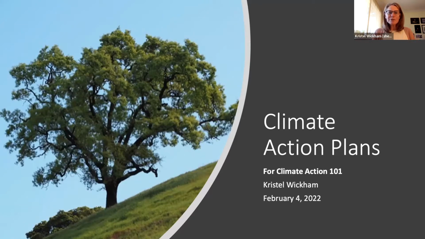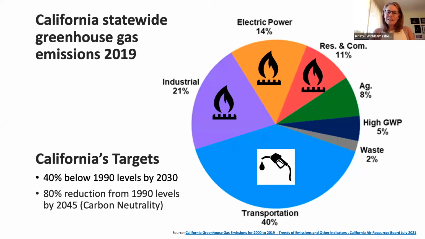I'll be going through why we need climate action plans, what they are, how they get made, what's in them, and what makes a good one. So first, the why. California has goals to reduce greenhouse gas emissions 40% compared to 1990 levels by 2030 and 80% by 2045. As we learned in the Code Red webinar, this is a massive undertaking, and at the same time, these goals are really insufficient compared to the need.